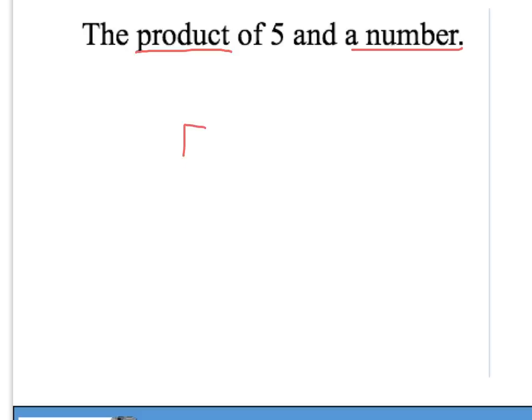So 5 times a number, which could be 5 times W.